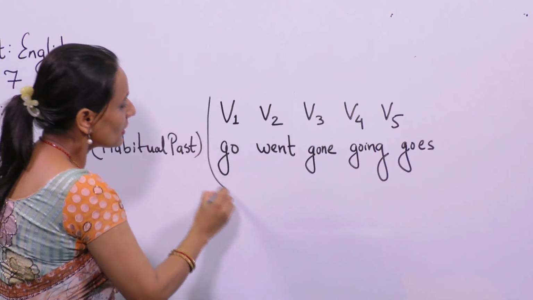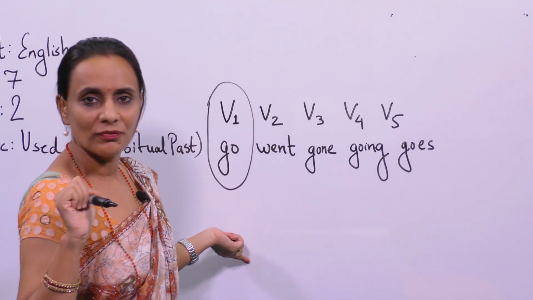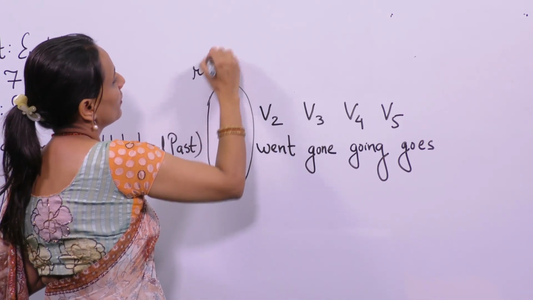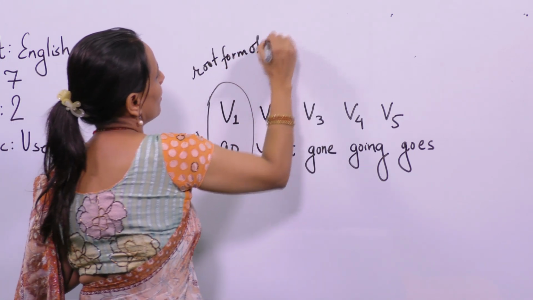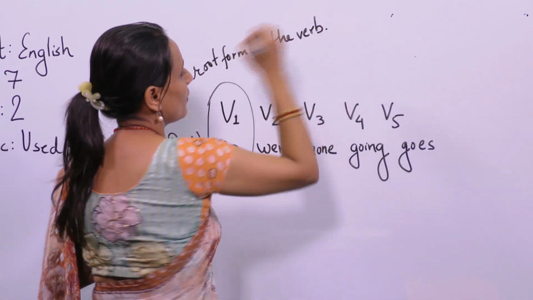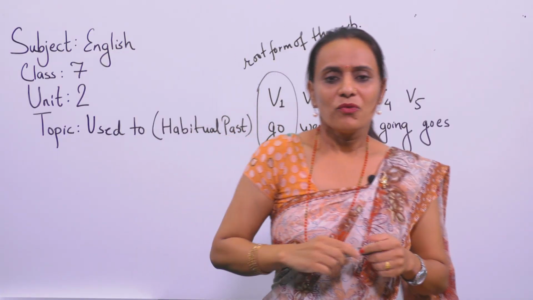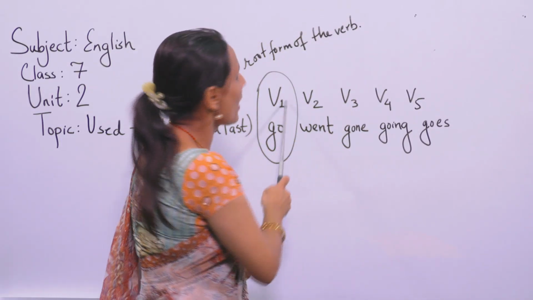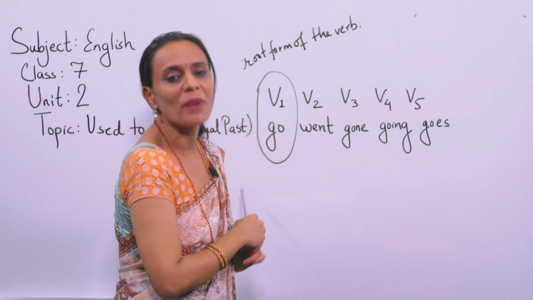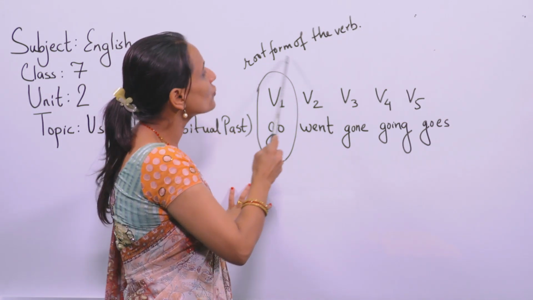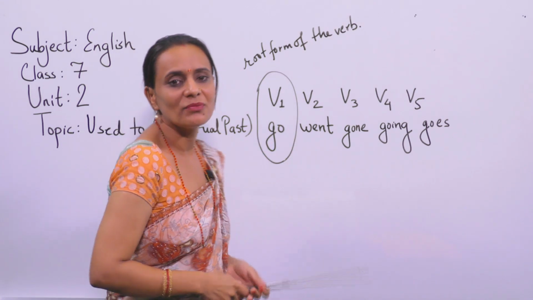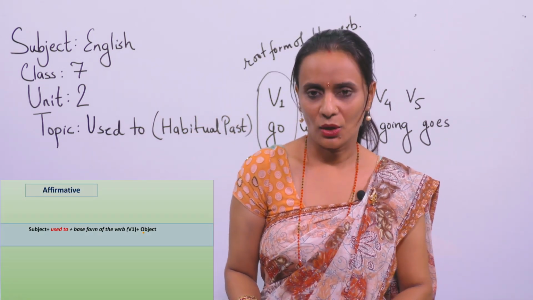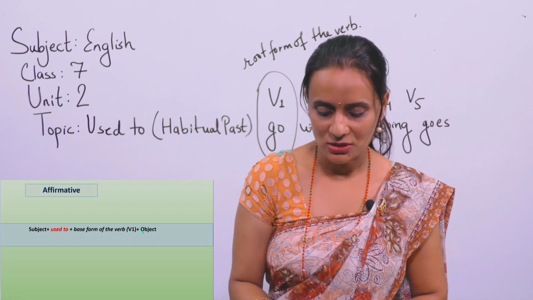Now, this verb 1 is called the base form of the verb, or you can say root form of the verb. While using used to, we always use verb 1 for the habitual past. Always verb 1, that is the root form of the verb, as we have seen here in the slide also. And at last, there we have object. Let me show you the example also here.